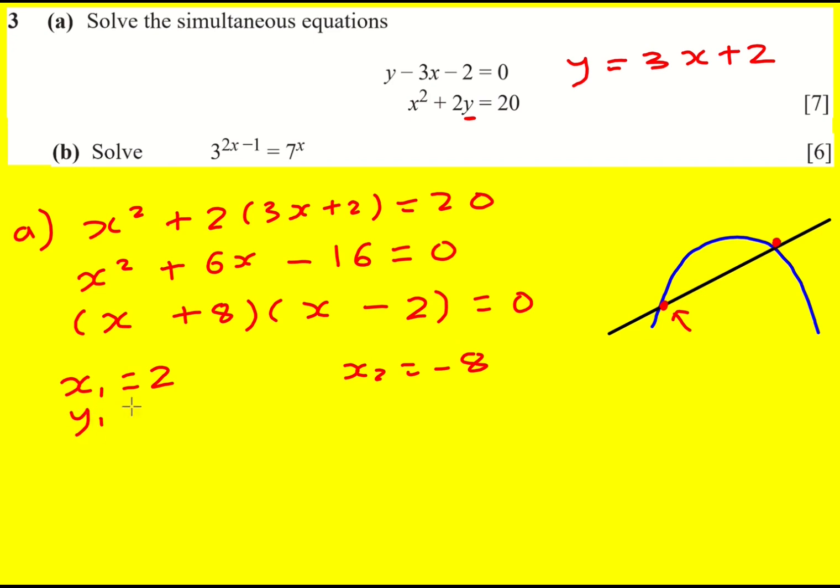Sub in to get y1. Put it back into this one here. That's going to be the simplest thing. So I'm going to get 8. And then y2, if I put in minus 8, I'm going to get minus 24 plus 2, minus 22.